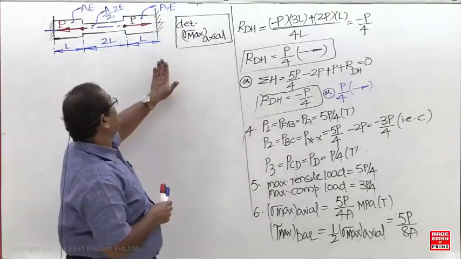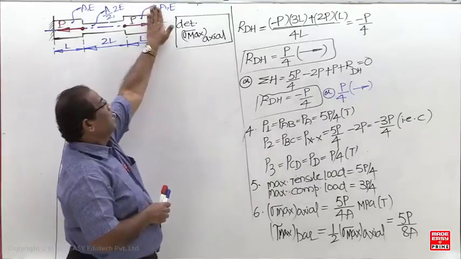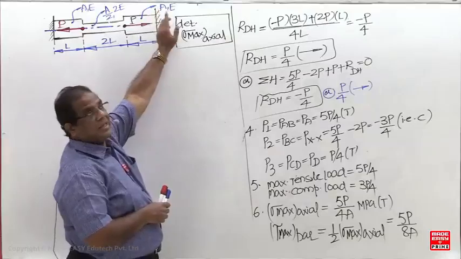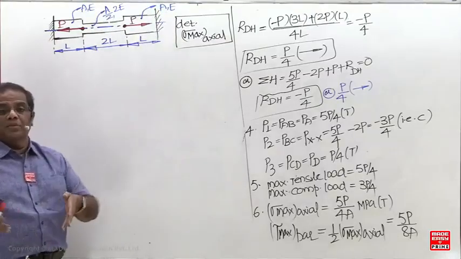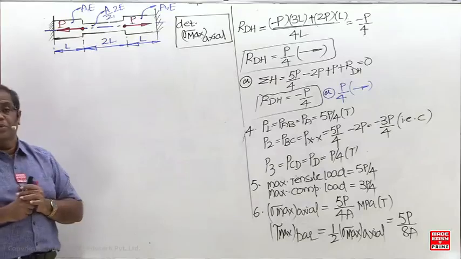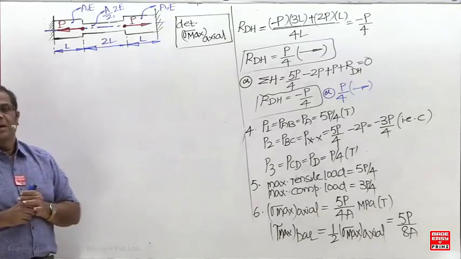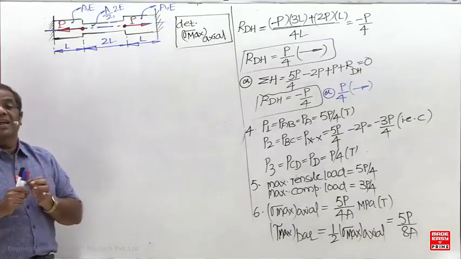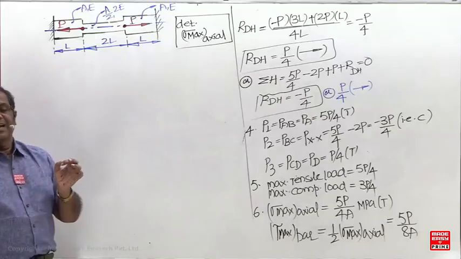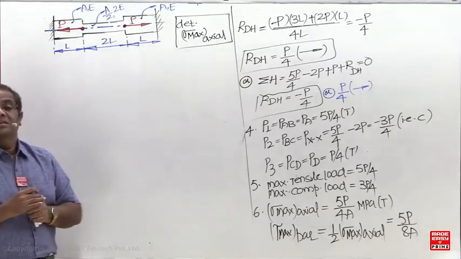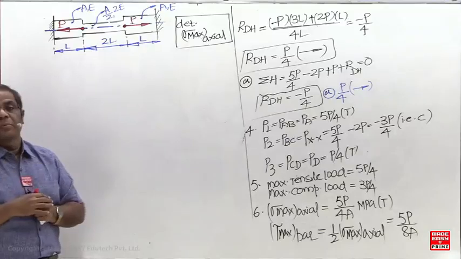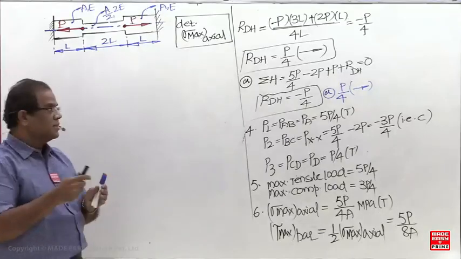By chance, if I make this one free, if I am not providing it, then at that time this reaction is 0. So whenever I have a bar fixed at both the ends, if the net axial load is 0, net axial load 0 means sum of the reactions are 0, which means they are equal and opposite.